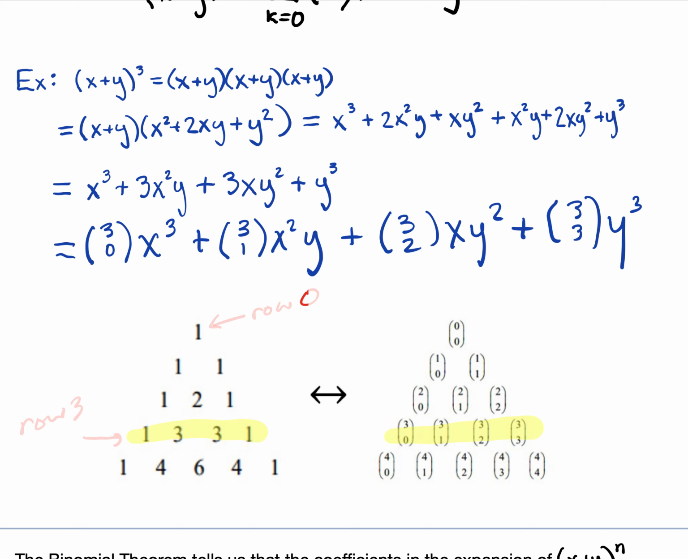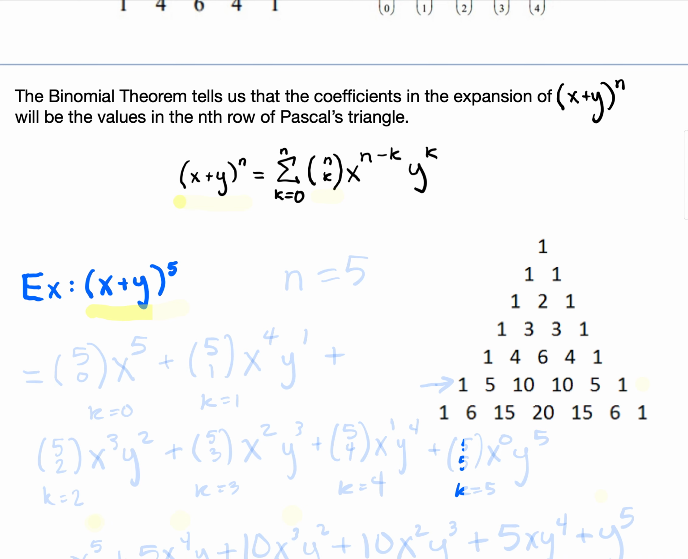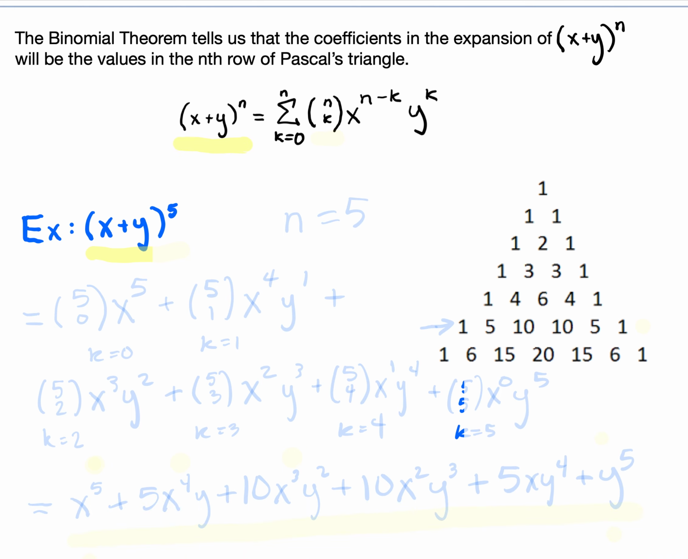And note that this was the expansion of (x + y)^3, and this is row 3 of Pascal's triangle, where again we start counting with 0. So this is row 0, 1, 2, 3. So the binomial theorem tells us that the coefficients in the expansion of (x + y)^n will be the values n choose k, and therefore they will be the values in the nth row of Pascal's triangle. As one more example, let's look at the value n equals 5.